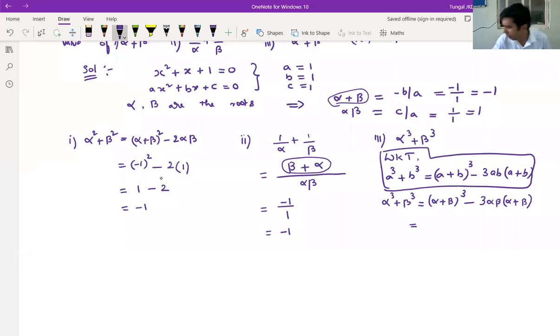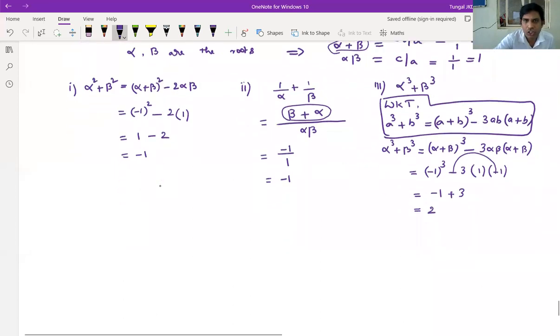Here, alpha plus beta whole cube. There you replace the value of alpha plus beta. So what will we get? Minus 1 whole cube minus 3 into alpha beta, nothing but 1, alpha plus beta, nothing but minus 1. Now simplify. What is minus 1 whole cube? Minus 1 only. Minus, this minus into minus is plus, 3 into 1 into 1 is 3. Therefore, the answer we will get is 2. Understood?